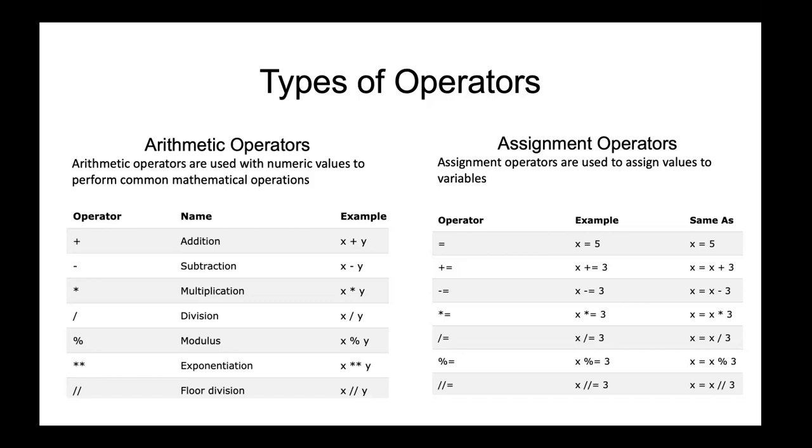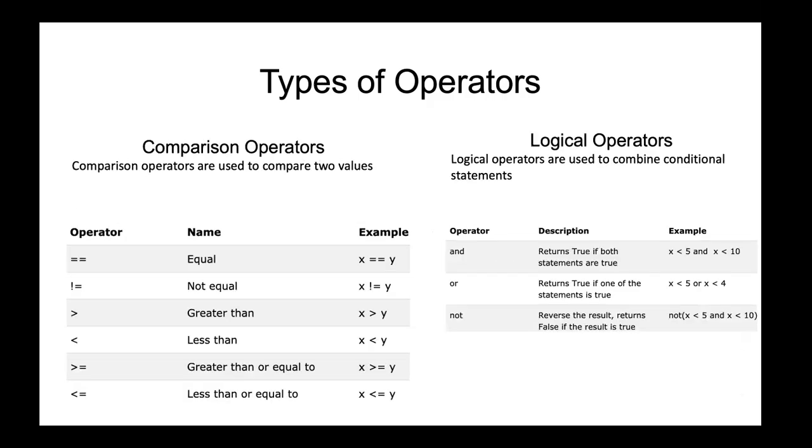Or if you wanted to do X equals X plus 3, and the next one, X plus equals 3, and so on. So basically all we're doing is assigning values to variables. The next types of operators are the comparison operators, which are used to compare two values. You can compare whether they are equal, not equal, whether one is greater than the other or less than the other, or whether one is less than or equal to the other.